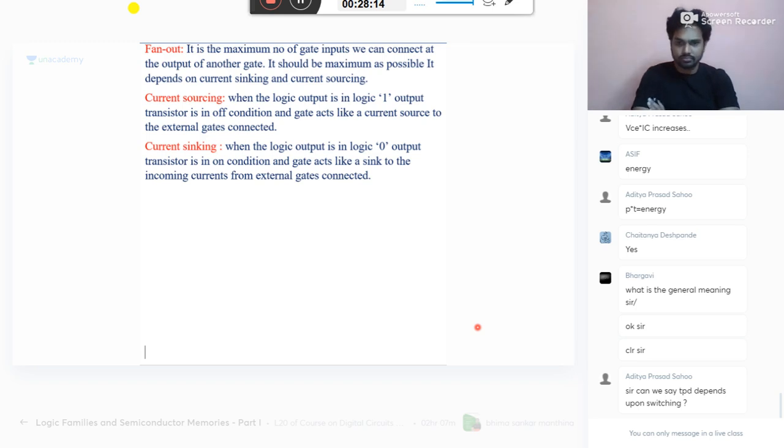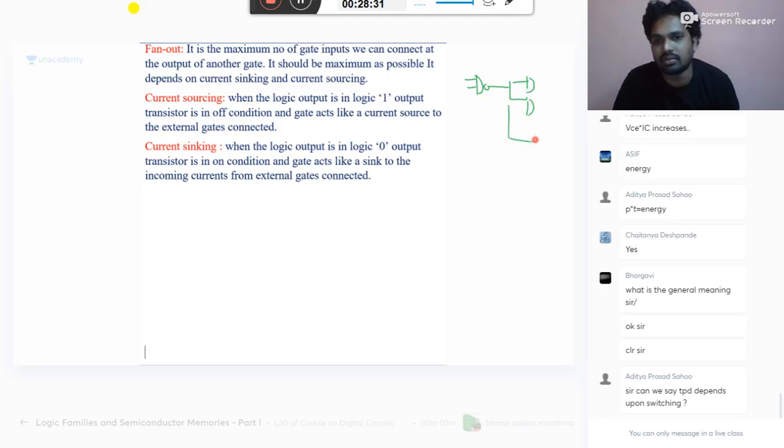Read this. Fan out. It is the maximum number of gate inputs that can be connected at the output of another gate. That is, you have one gate, and at its output, how many other gate inputs can be connected? This is what we call fan out. It should be as maximum as possible. If you are able to connect more gates, it is definitely more advantageous for us.